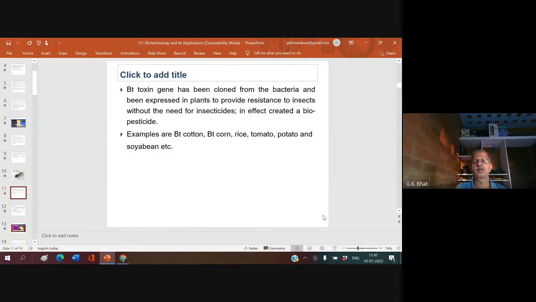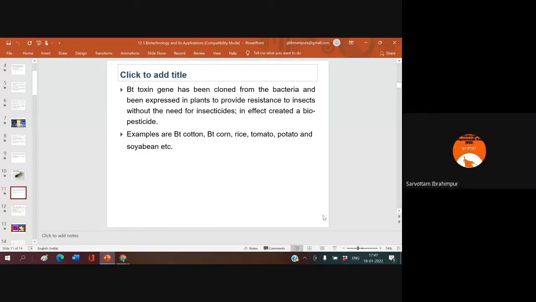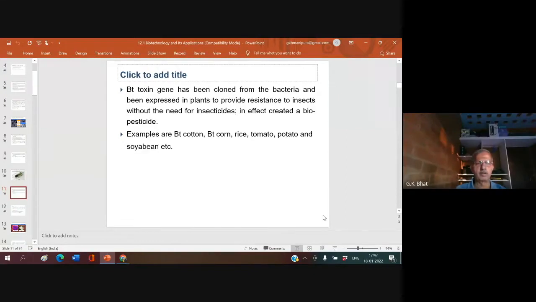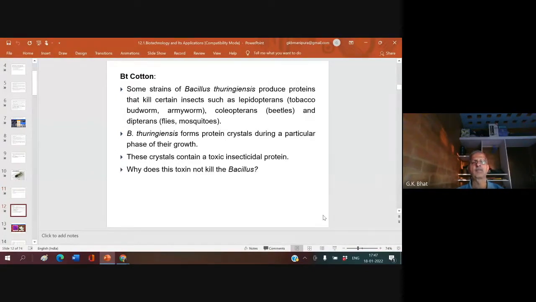I hope you have understood this. Sarvotam, have you followed this? Yes, sir. What is done with the BT toxin? Bacillus thuringiensis BT toxin producing gene is introduced into some of our crop plants to develop resistance to insects so that we need not use much of these chemical pesticides. Understood? Clear? Look here. Now we shall look into BT cotton. It will be asked in the examination.